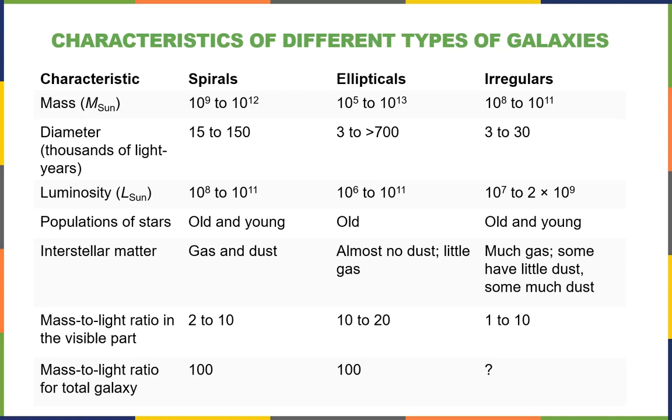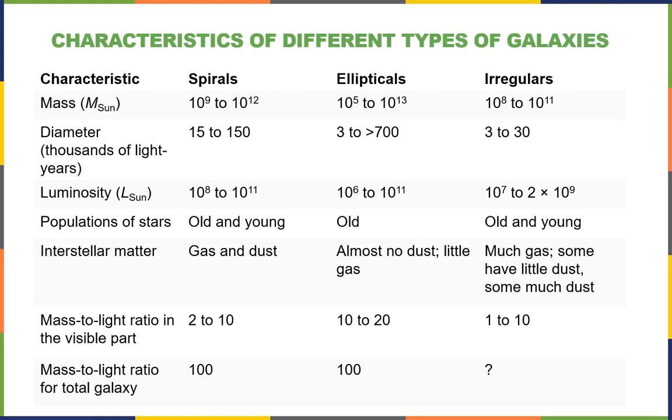Populations: spirals and irregulars have both old and young stars. Both old and young means they've been around for a while, so they have old stars, and young stars because they're forming new stars. Whereas the ellipticals aren't forming new stars. They've run out of gas to make new stars, so they're just old stars. The line just below is basically the why of the line above. Why do you have no new stars? Because you have almost no dust and little gas in the elliptical.